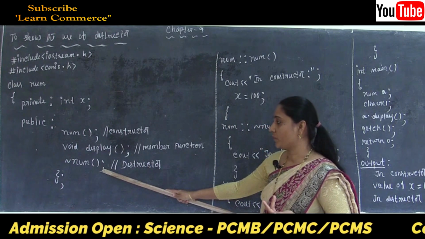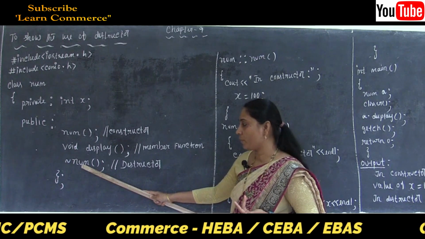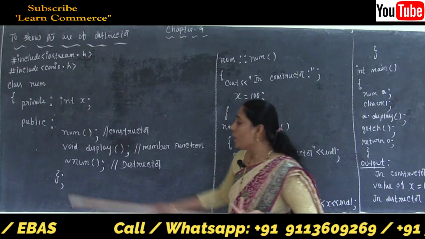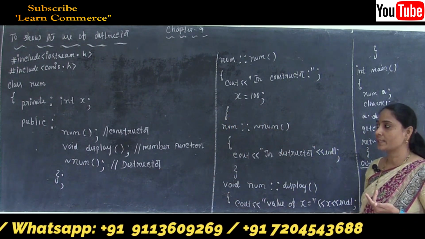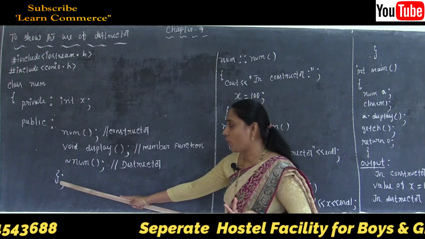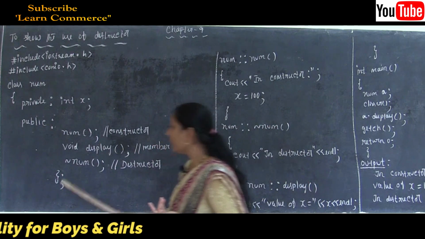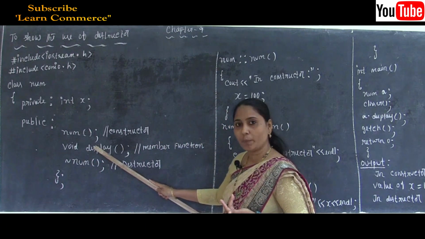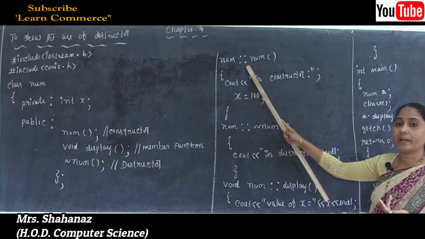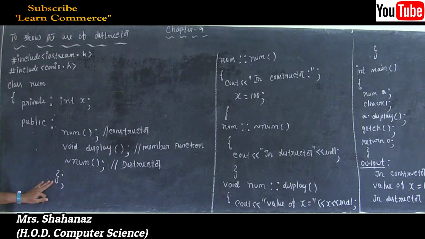And the third member function is the destructor, but while writing the num special member function, the destructor, before that I use the tilde operator. So this line tells us it is the destructor special member function, declared here, and closing of the flower bracket semicolon is the end of the class definition. That means if we declare any special member function or normal member function, everything is defined outside the class.